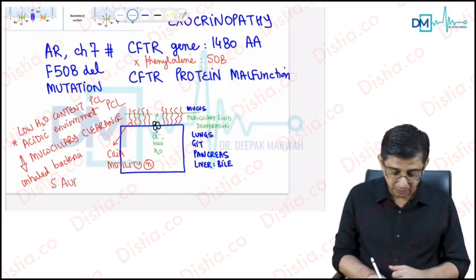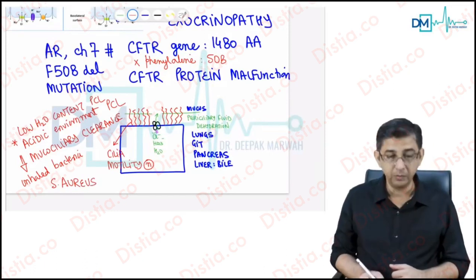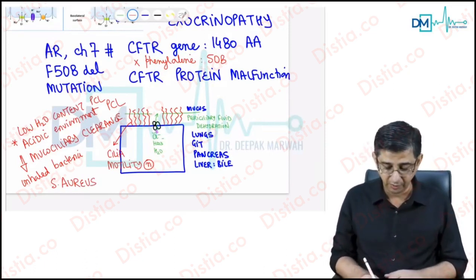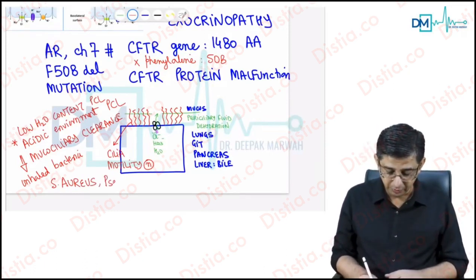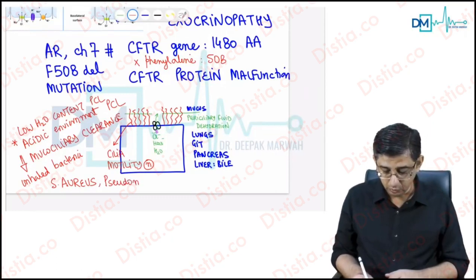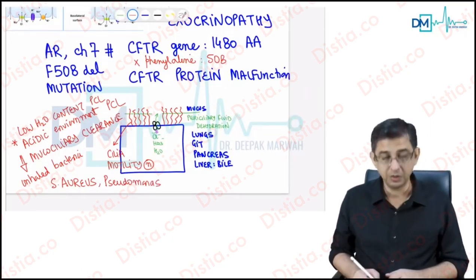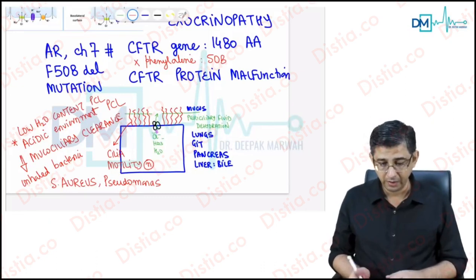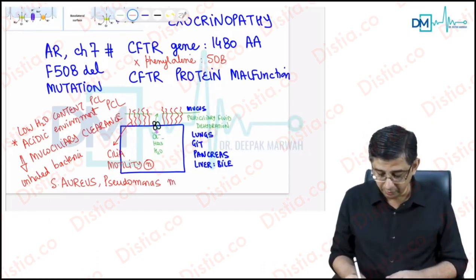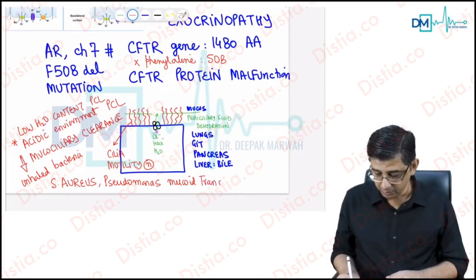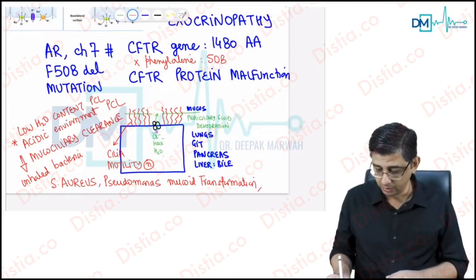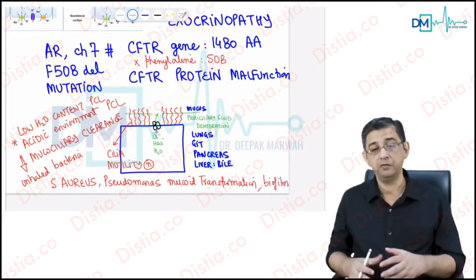On a comparison scale, the first organism to colonize the lungs is usually Staph aureus, but gradually it is replaced by Pseudomonas. The Pseudomonas aeruginosa is a very nasty organism. What it does is that it undergoes a mucoid transformation. The importance of knowing this mucoid transformation is that this organism, once it undergoes a mucoid transformation, can form a biofilm in the lung. Biofilm is going to be impervious to antibiotics.